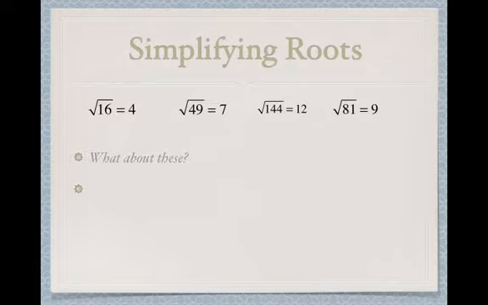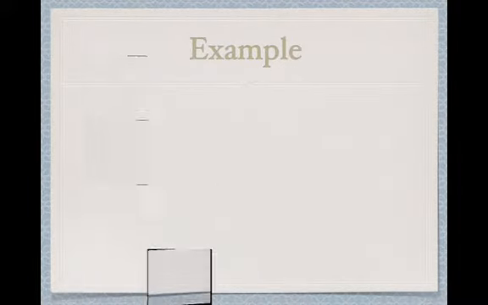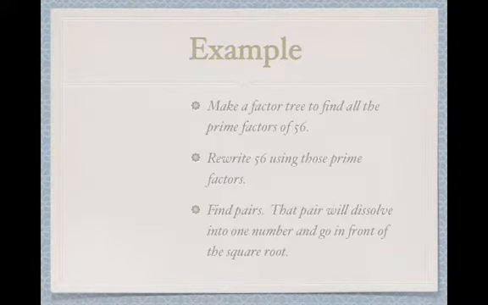But what if the numbers aren't a perfect square, like the square root of 56, or the square root of 48, or the square root of negative 32, or the square root of negative 24? Okay, these aren't going to be whole number answers, but we can simplify them further. So for example, we're going to do the square root of 56.